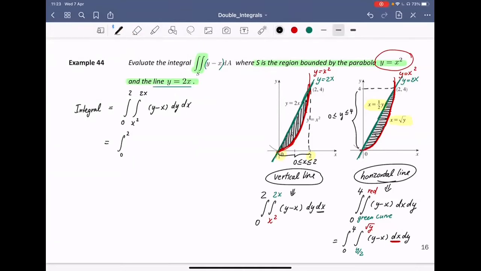I'm going to integrate with respect to y first. So I get y squared over 2 minus xy. Good, because when I integrate with respect to y, x is constant, with y from x squared to 2x, and then dx. Then I integrate 0 to 2, and that means I get (2x) squared over 2 minus x times 2x.